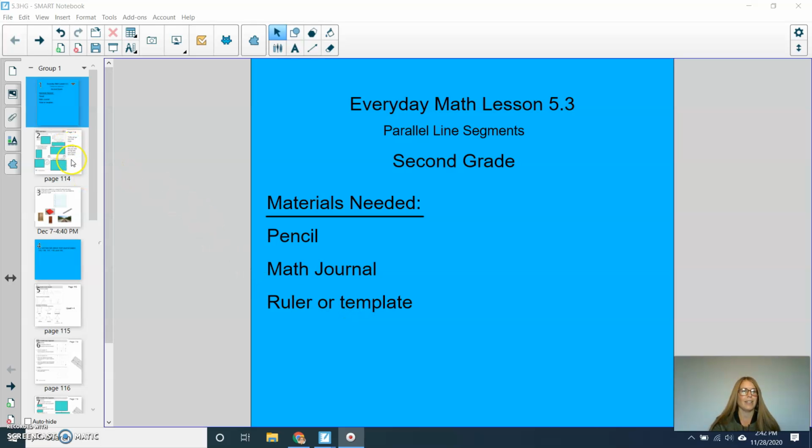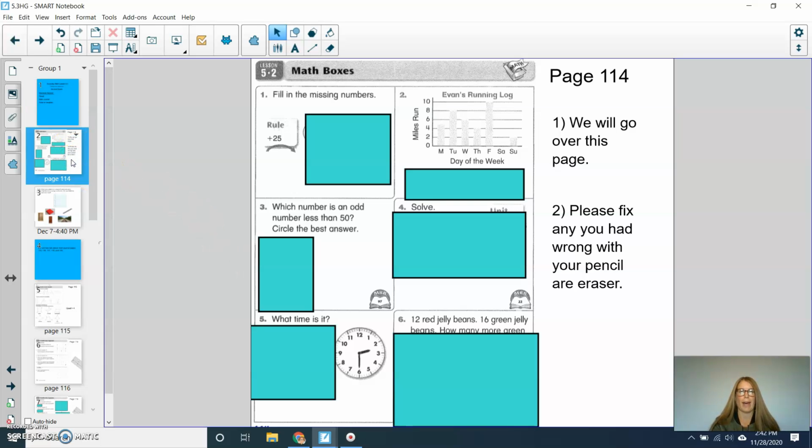Let's get started. The first thing that we're going to do is go over our math boxes from the previous lesson. So if you can open up your math journal to page 114. If you're noticing that you have any mistakes, please fix those with your pencil and eraser.